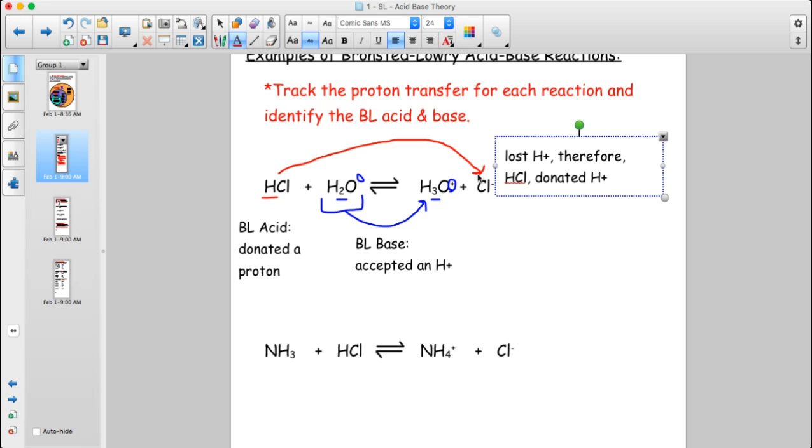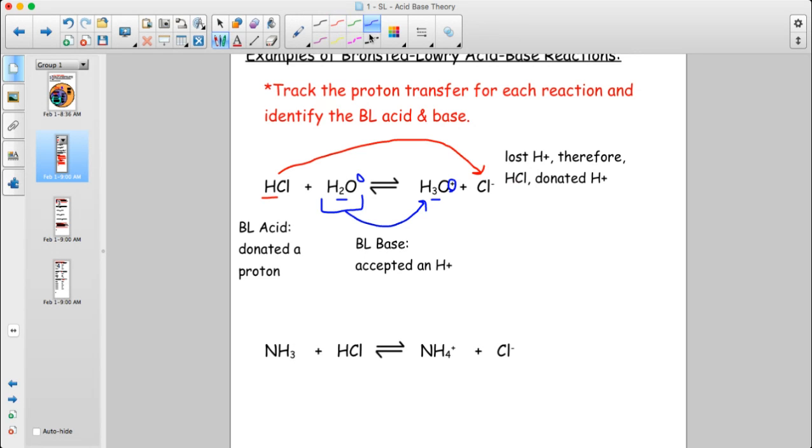So in order to identify it, you need to look at the change from the reactant over to the product side. The acid is the thing that loses an H plus, so both a hydrogen and also a positive charge. And the base is going to be something that picks up an H and also gains a positive charge. Let's see if we can check out these next couple of examples.